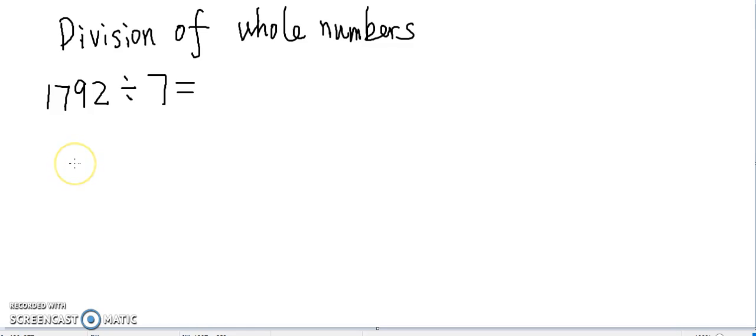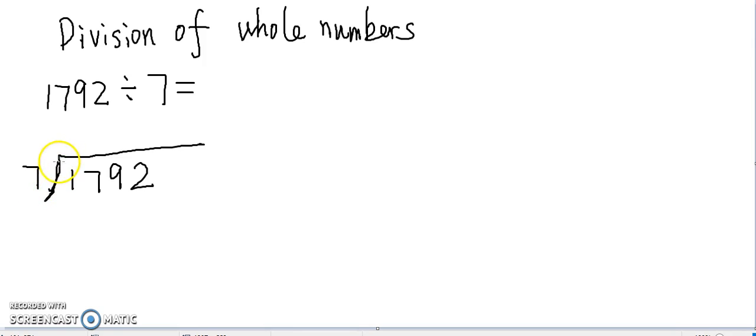In this video, we're going to look at how to divide whole numbers. So first, we look at example 1792 divided by 7. We set up a long division. 1792 goes underneath the horizontal line, and the 7, the divisor, goes on the left side.